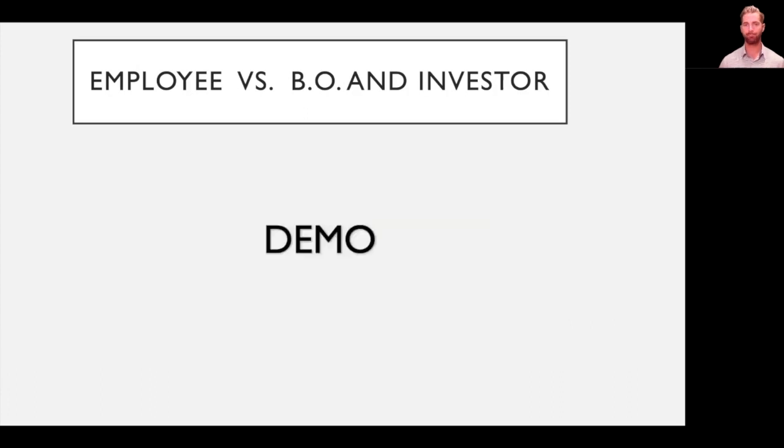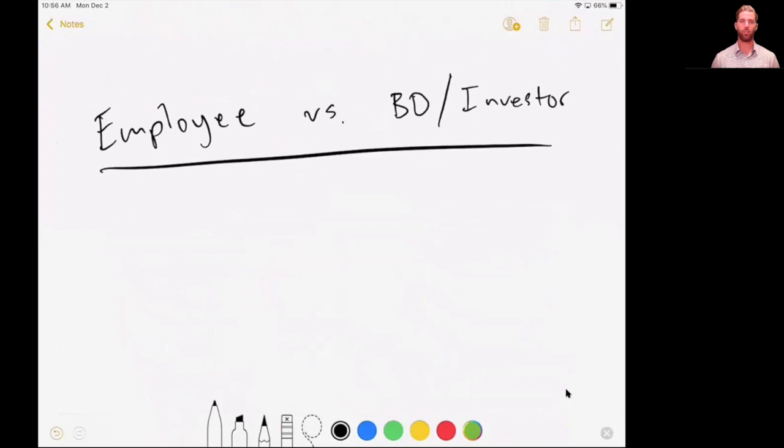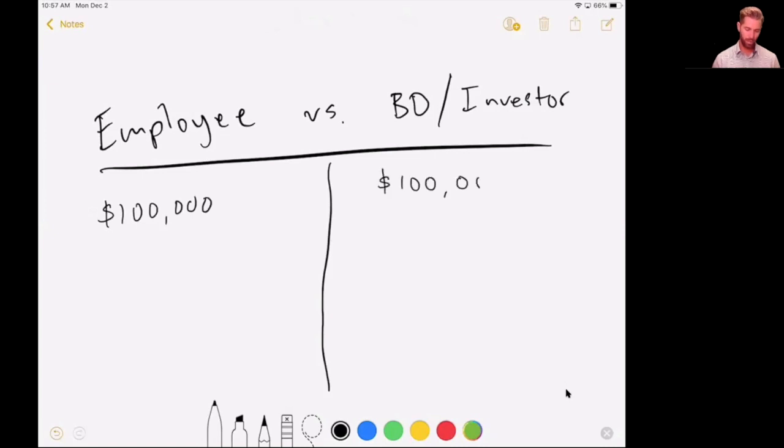You can play offense. Now, I'm going to share my iPad with you one more time and show you why becoming a business owner and investor is so important. What I'm going to do is show you an example of an income from an employee and a business owner. And we're going to use the same income for each of these individuals. So I'm going to draw a line down here. On the left, we have our employee making $100,000. On the right, we have a business owner or an investor who's making the same amount of income.